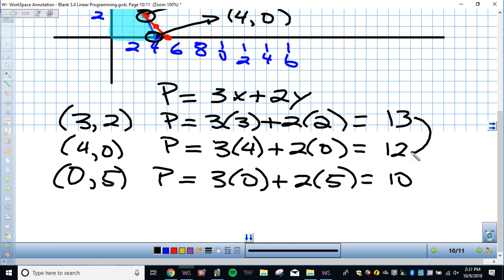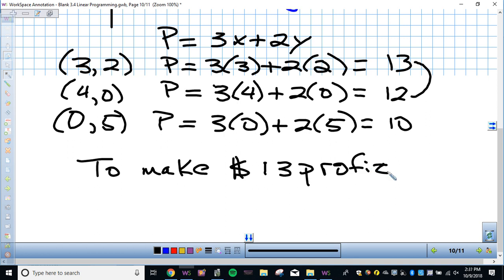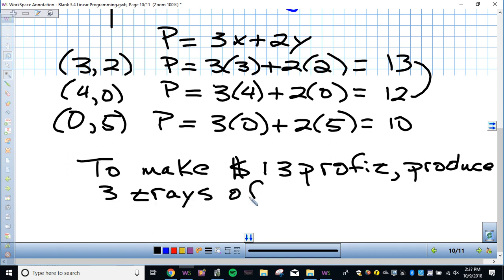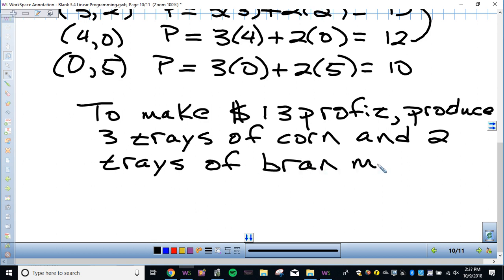Okay, profit statement. To make $13 profit, a whopping $13, you should produce three trays of corn muffins, and 2 trays of bran muffins. Okay. That's it.